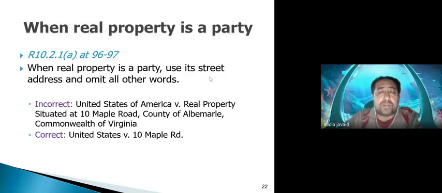When real property is a party, then what happens? R10.2.1a at 96-97: when real property is a party, use its street address and omit all other addresses. So in the correct format, I have mentioned United States of America versus real property situated at 10 Maple Road, County of Alabama, Commonwealth of Virginia. So there is no need to write down all these things. No need to mention the whole detail. You are just writing extra words in precise form. You can just write down United States v. 10 Maple Road, the street address is there.